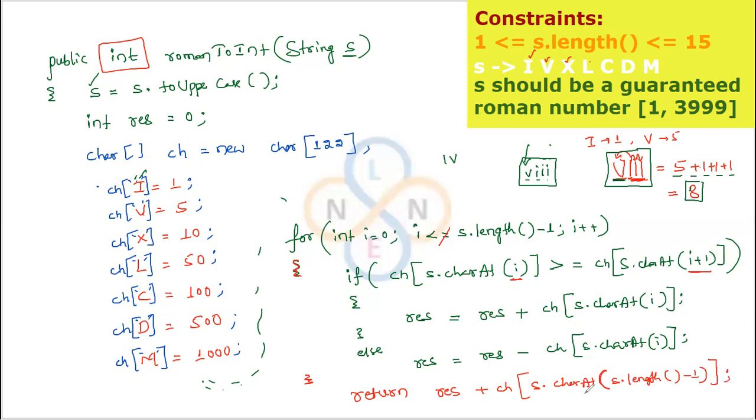So this is one more important point. And this is one more important point. Then finally, the closing of this method here. Then after this return statement, closing of this method. So this is the logic to get the Roman to integer.